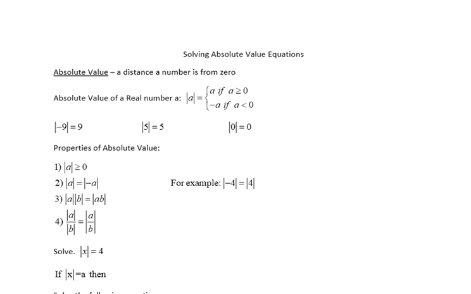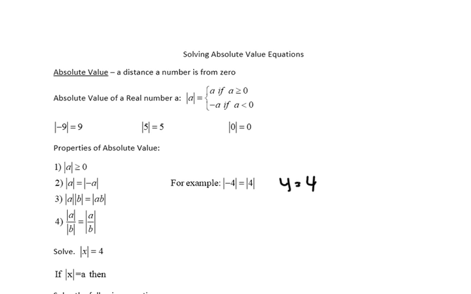But if the value inside the absolute value is less than 0, such as the absolute value of negative 9, it is the opposite of 9, which is just positive 9. Properties of absolute value. The absolute value of a is greater than or equal to 0. The absolute value of a is equal to the absolute value of negative a. For instance, the absolute value of negative 4, well, that's 4. And the absolute value of 4 is 4. And 4 does equal 4.